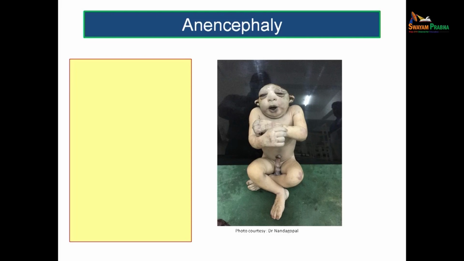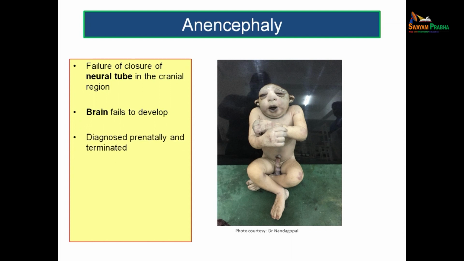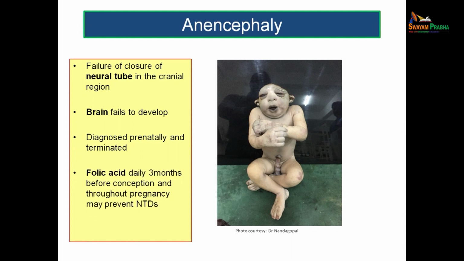Now, we will see some of the commonest neural tube defects. This is actually the opening case of the session, that is anencephaly. Anencephaly means failure of closure of the neural tube in the cranial region. Actually, the brain fails to develop if the anterior neuropore is not closing. If this is diagnosed prenatally, we can terminate the pregnancy instead of giving rise to an anomalous baby. This actually can be prevented.